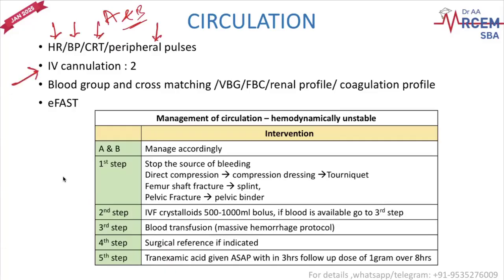Get two large bore IV cannulas at two different sites, ideally in two different limbs. Send investigations, which should include blood group and cross matching, which is important, along with the coagulation profile. An adjunct which is used in circulation is the E-FAST. You shouldn't forget to do an E-FAST.